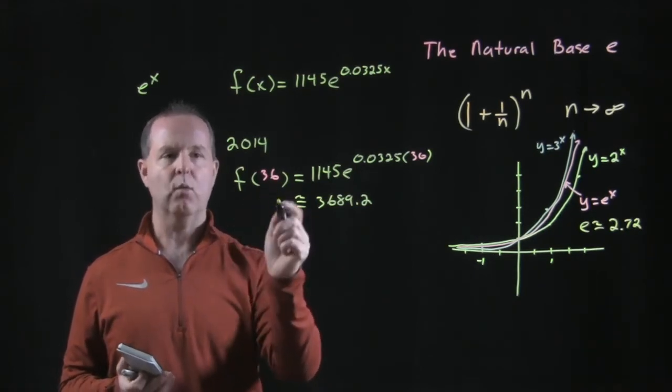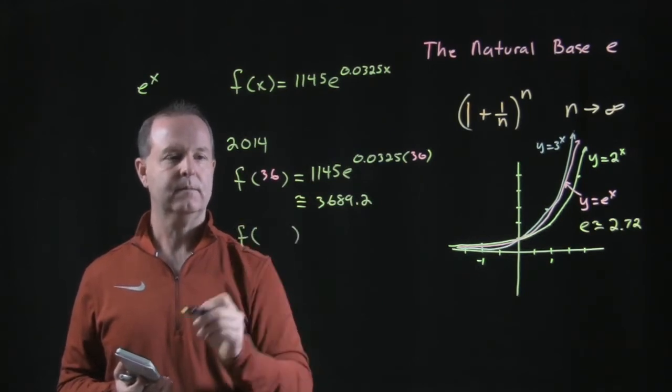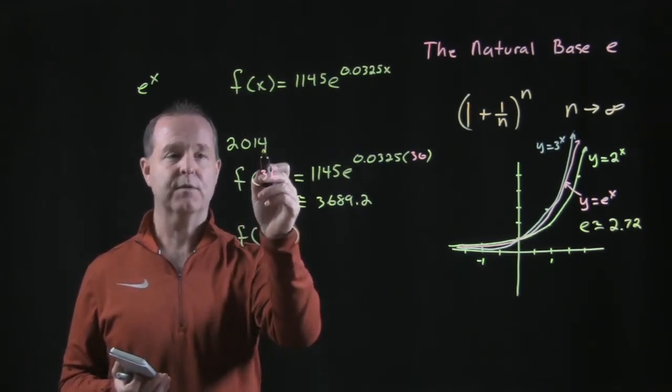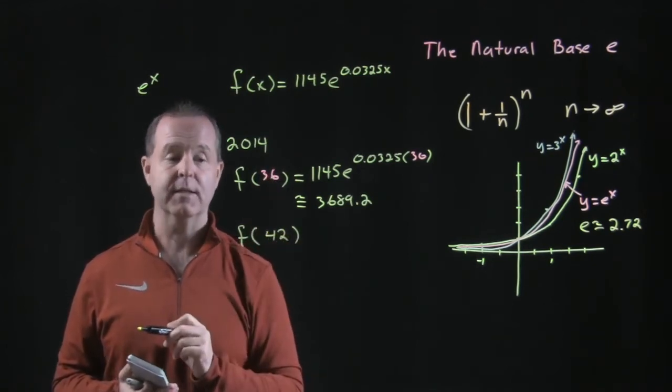We can choose other years if we want. If we want to choose 2020 or 2030, we just add those values to it. So 2020 would be evaluating the function at 42.